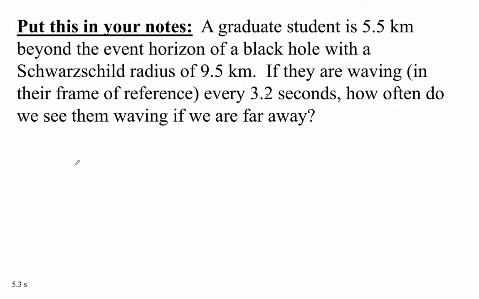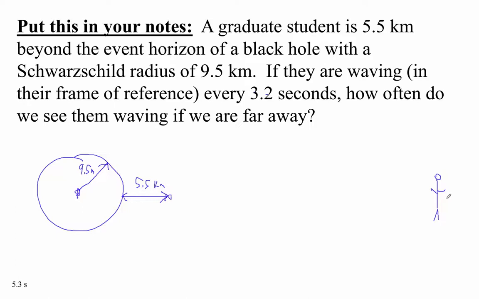So here's our, that's a pretty good circle. Here is our singularity. Here's our Schwarzschild radius, and we know that this is 9.5 kilometers. And then we know that we are 5.5 kilometers away. And we're sitting over here far enough away and big. Evidently, we're really big.